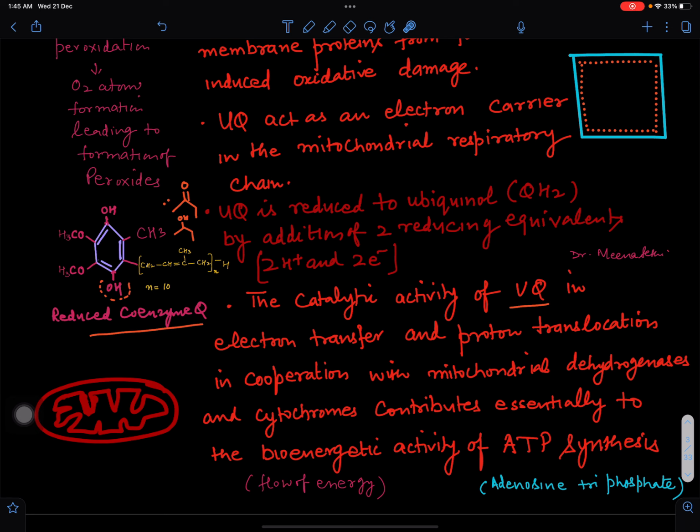So ubiquinone also has many health benefits. This is good for the brain, diabetic patients, good for body functioning, good for metabolic rate, good for the heart, and its deficiency may lead to heart failure or brain diseases. So we can naturally synthesize coenzyme Q10 in our body, or we can also take supplements. So this is all about ubiquinone.